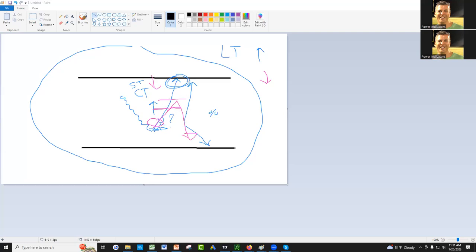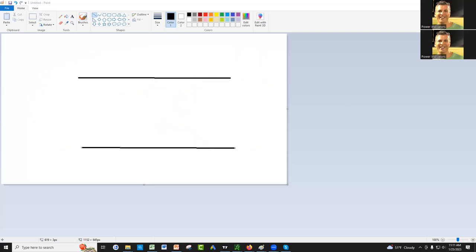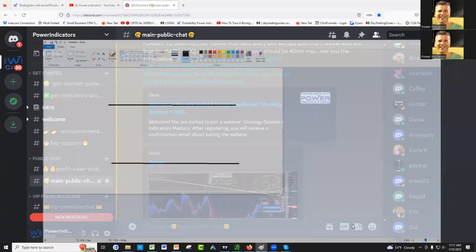It's what's the probability of going up and down between support and resistance? What's the current trend? What's the probability? And in a nutshell, that's what the power indicator responds to. Here, I know at all times.